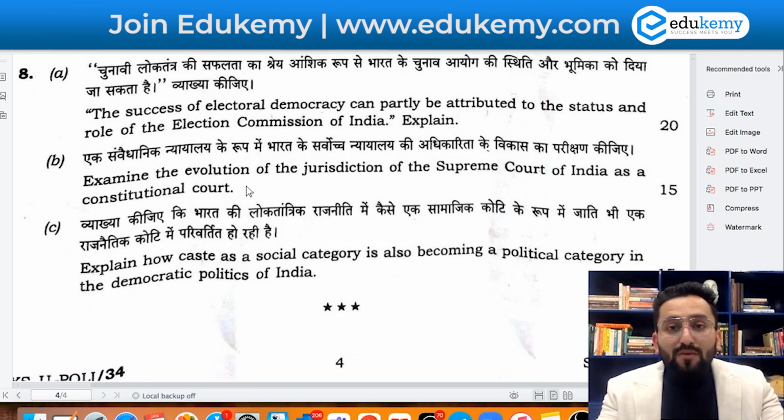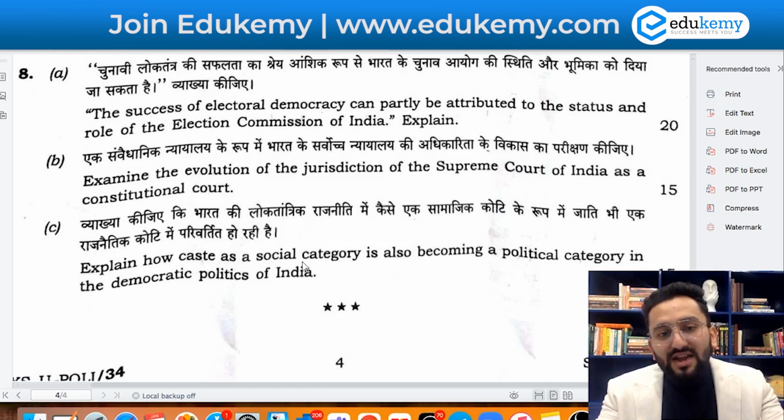So you can also talk about the case of appointment of judges per se and how the collegium evolved. That is one example. And then how the Supreme Court evolved as a court which is protecting the fundamentals of our constitution. So I would say that question.